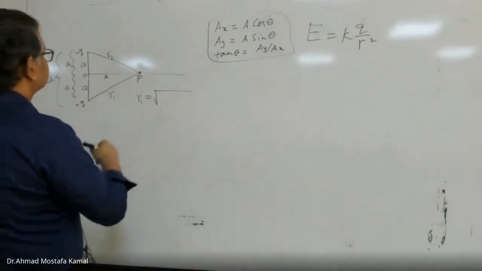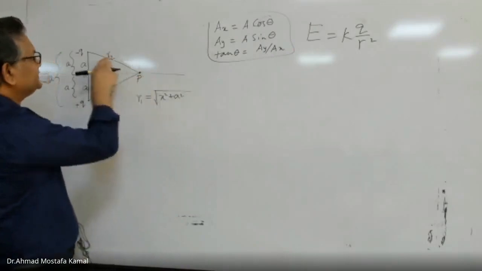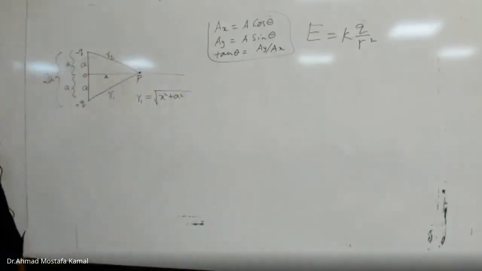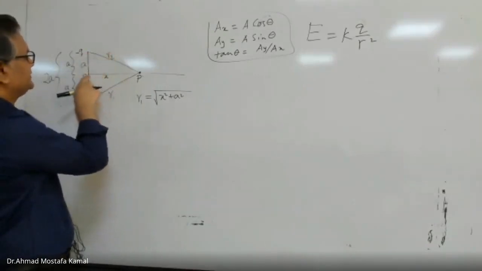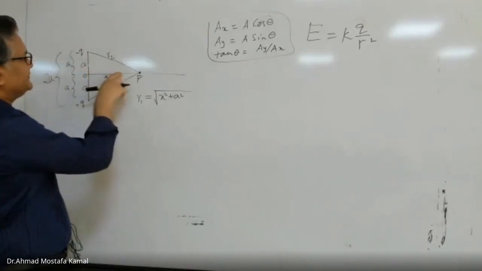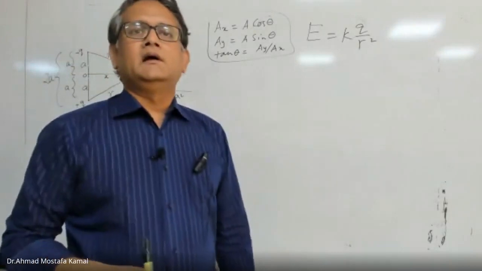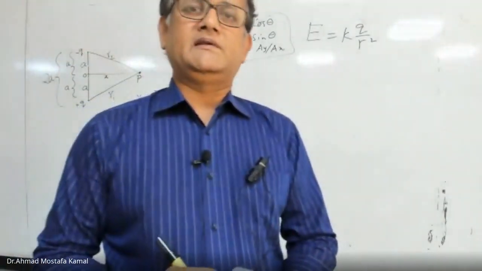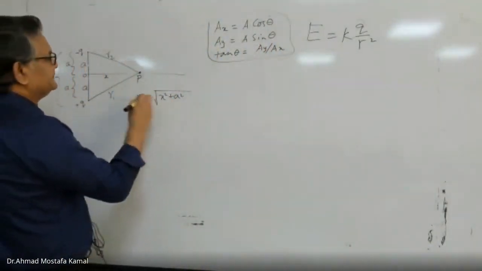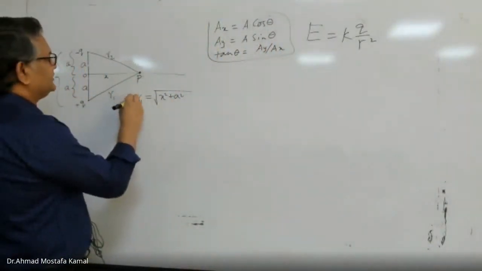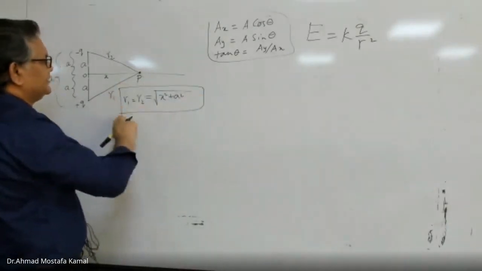So R1 square is x square plus A square, and you see R2 square is also x square plus A square. That means hypotenuse square equals perpendicular square plus base square. You know, adjacent square plus opposite square equals hypotenuse square. That is actually Pythagoras theorem. So R1 equals R2. This is our first work.